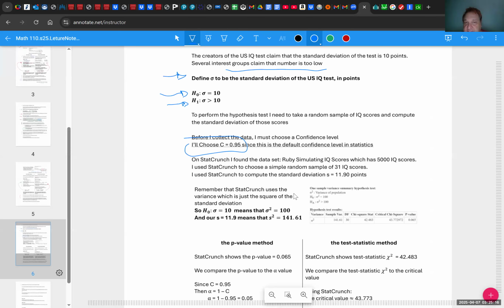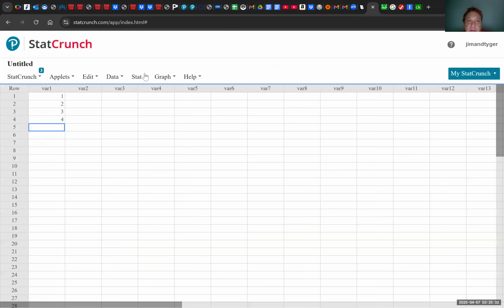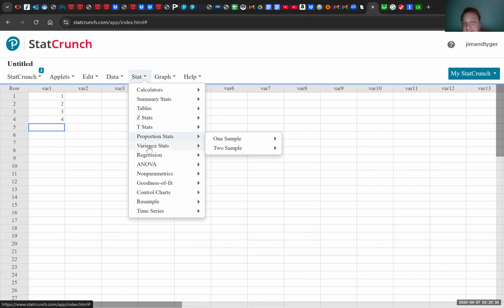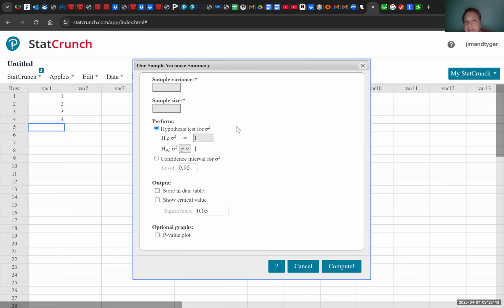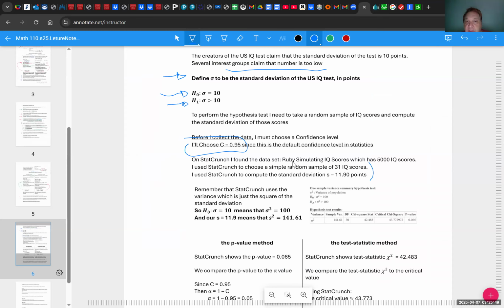So once again, when I went on StatCrunch to find the sample, I got a random sample of 31 scores, and the 31 scores had a sample standard deviation of 11.90. So I just collected and showed you the summary because it's easier. Once again, I go to Stat. The variance is the same calculation as for standard deviation. One sample with summary. Boom. Sample variance. Let me go back here. Now it says right here. Let me maybe circle it a little bit here.